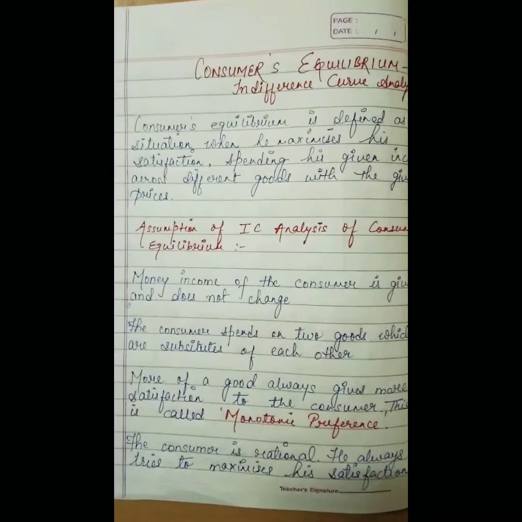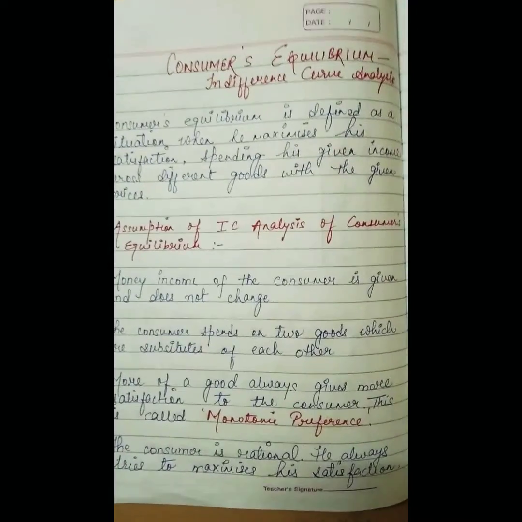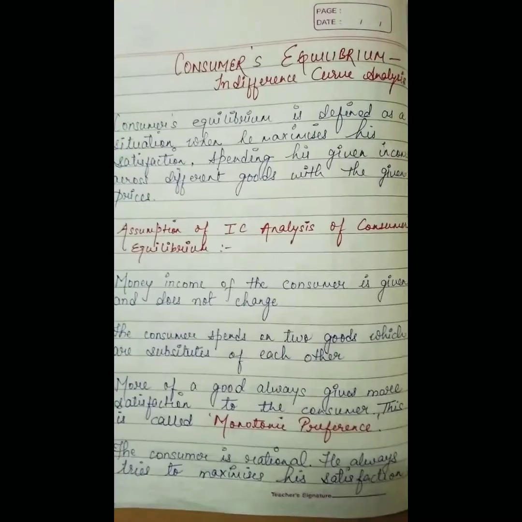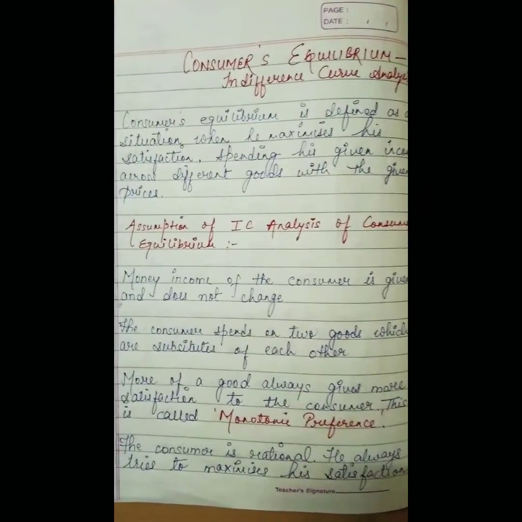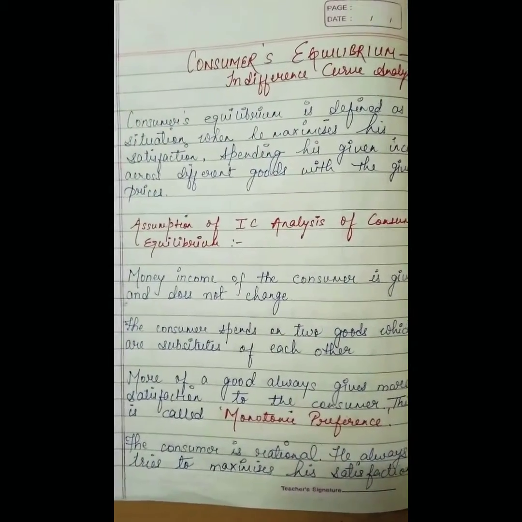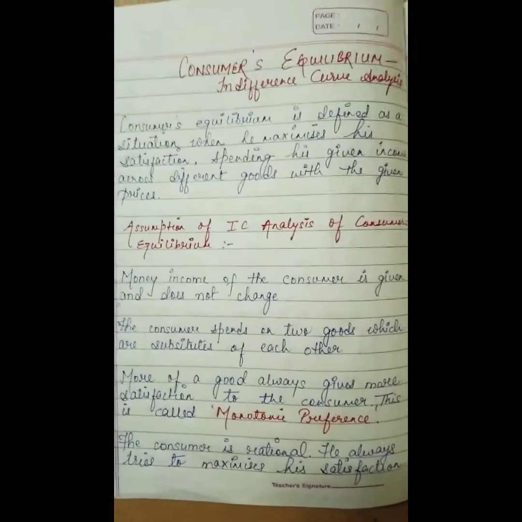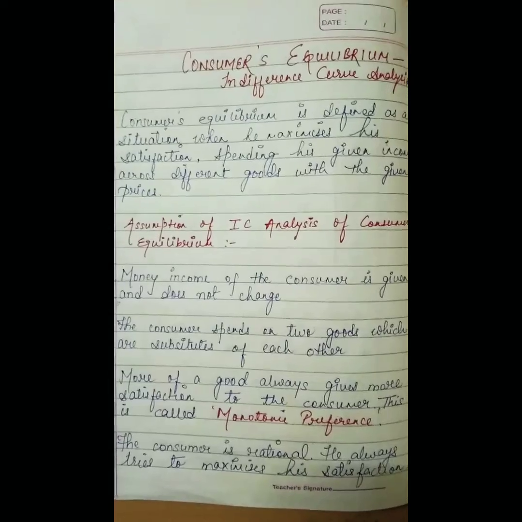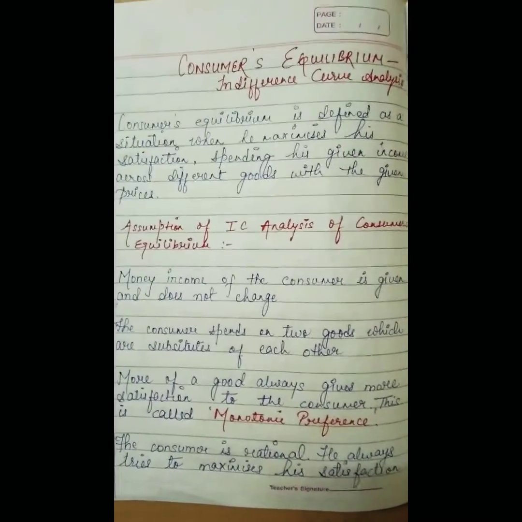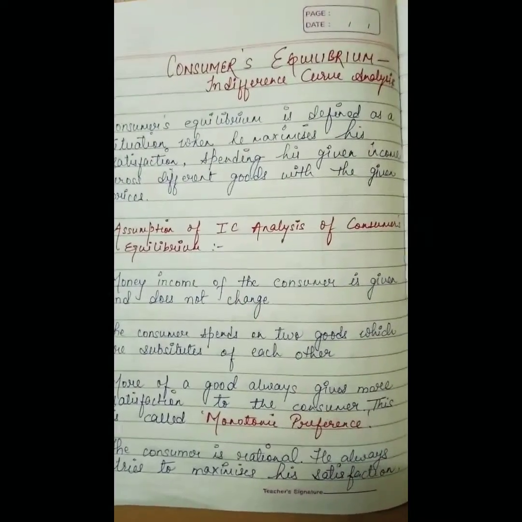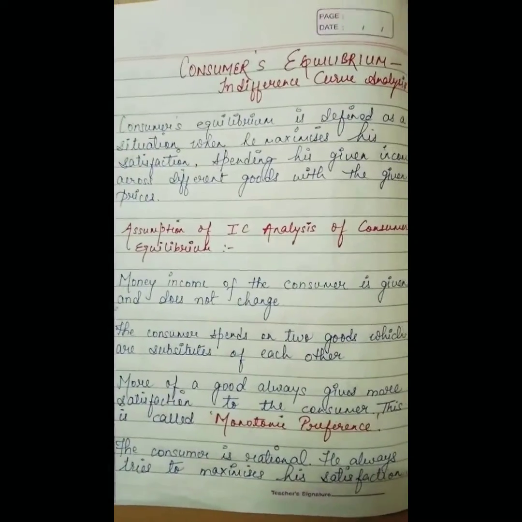What is consumer equilibrium? Once again I'll revise. Consumer equilibrium is defined as a situation where the consumer maximizes his satisfaction spending his given income across different goods with the given prices. That means he has some money income and he is going to spend that income across different goods, or on two goods which are substitutes of each other, with the given prices, and it maximizes his satisfaction.